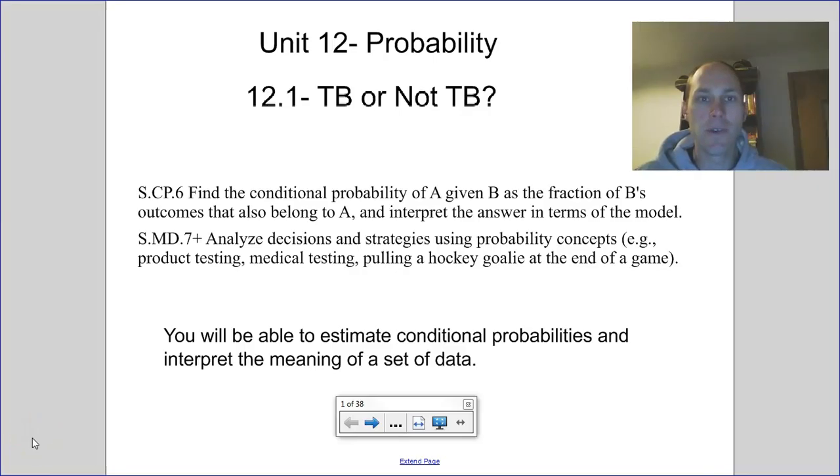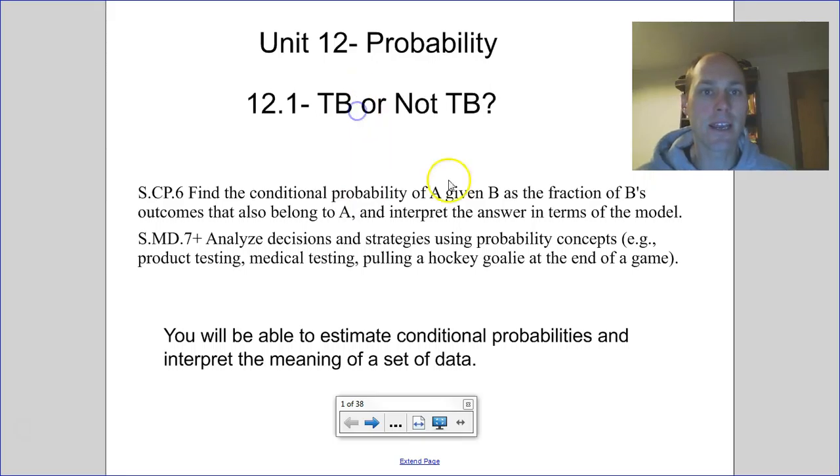Let's begin our last unit of accelerated geometry, a unit on probability. Our lesson today is called TB or not TB, as we take a look at data and determine how we can interpret a set of information from some medical data. We want to determine how to estimate conditional probabilities and interpret the meaning from that set of data.